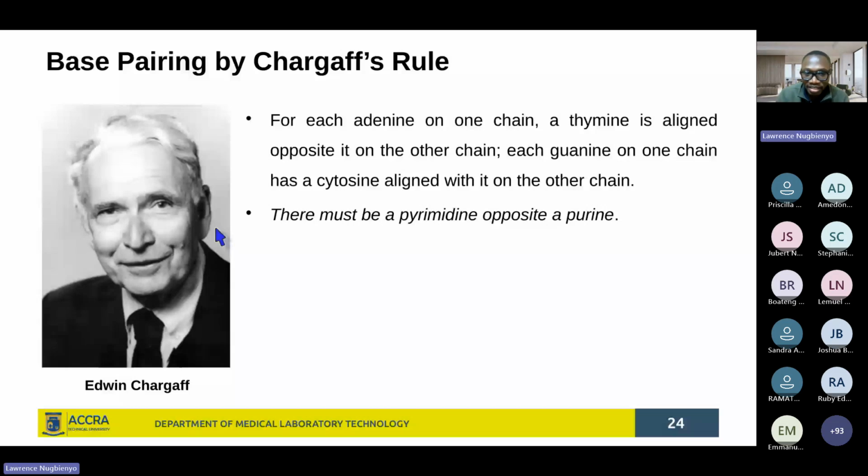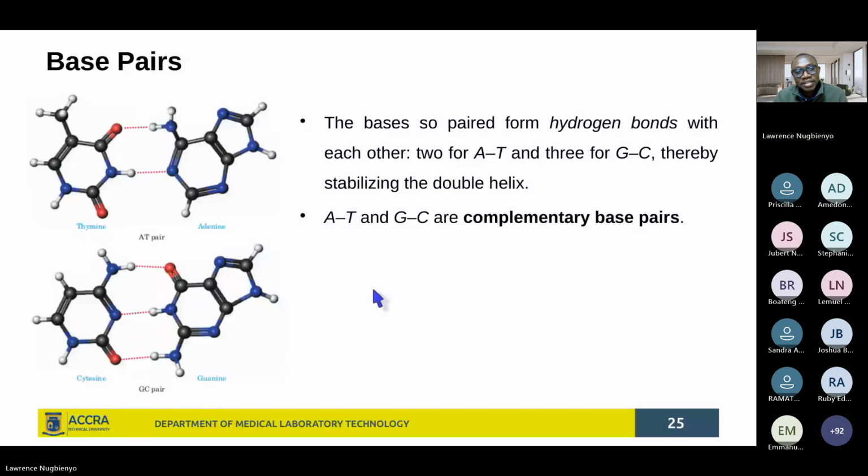Because we have said from the beginning that the amount of adenine was found to be equal to the amount of thymine, and the amount of guanine was found to be equal to the amount of cytosine. And so the conclusion clearly was that adenine will always pair with thymine and guanine will always pair with cytosine. All right, so that understood, we move on to look at how these bases pair.